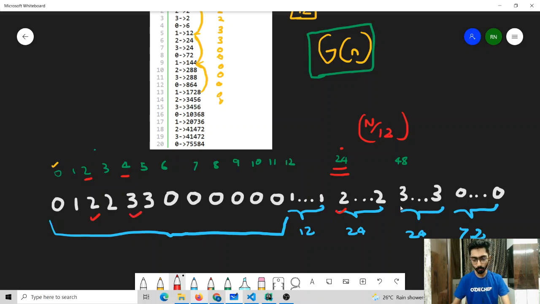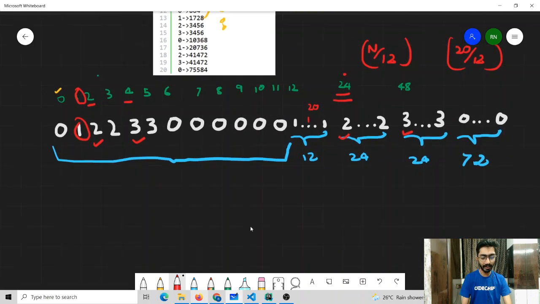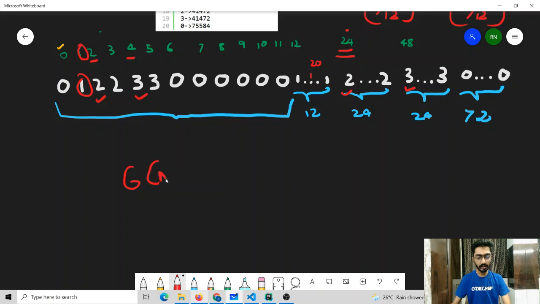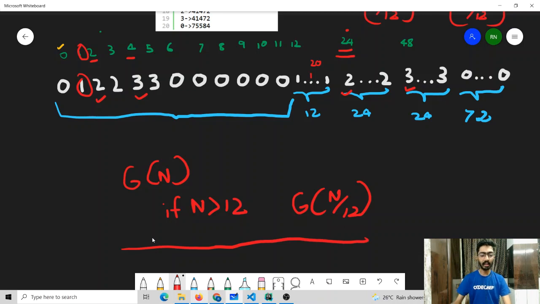Both have 3. For any point between 12 and 24, let us consider a point like 20. The Grundy number is the same as that of 20 by 12, which is 1. So what is the Grundy number of 1? It is 1. So the Grundy number of this number is also 1. In other words, we can easily say that the Grundy number of any n which is greater than 12 is the same as the Grundy number of n by 12. This observation will help us to find the Grundy number of any particular n in very fast time.